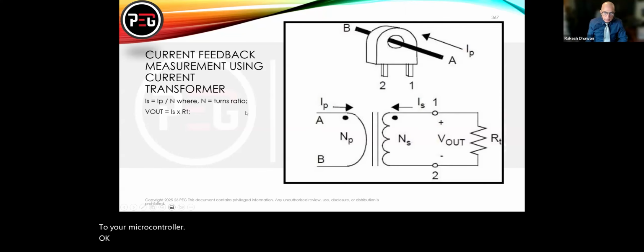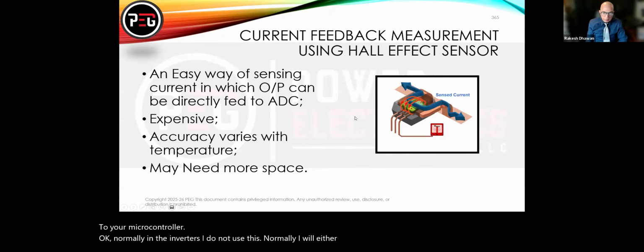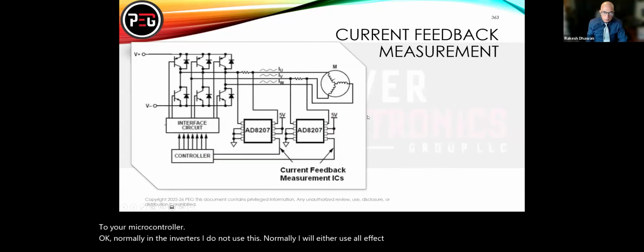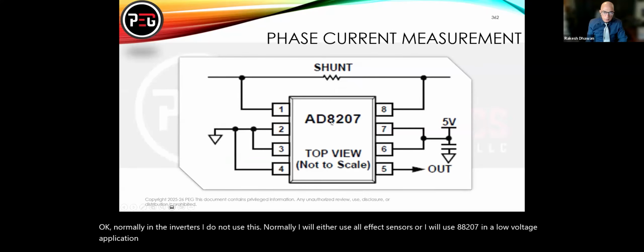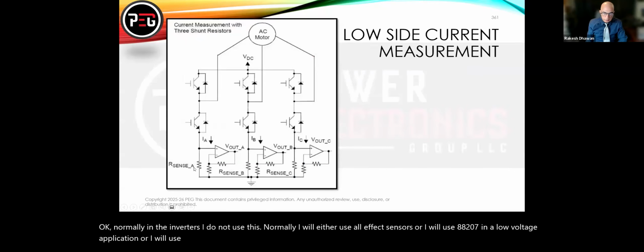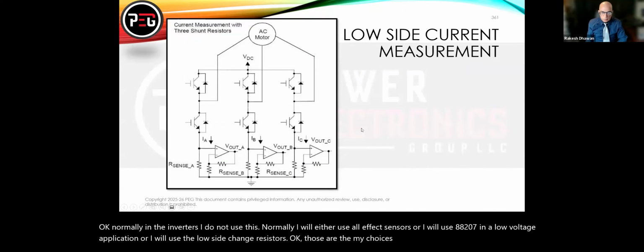Normally, in the inverters, I do not use this. Normally, I will either use Hall effect sensors, or I will use the 8207 in the low voltage application, or I will use the low side shunt resistors. Okay, those are my choices practically in order to use.